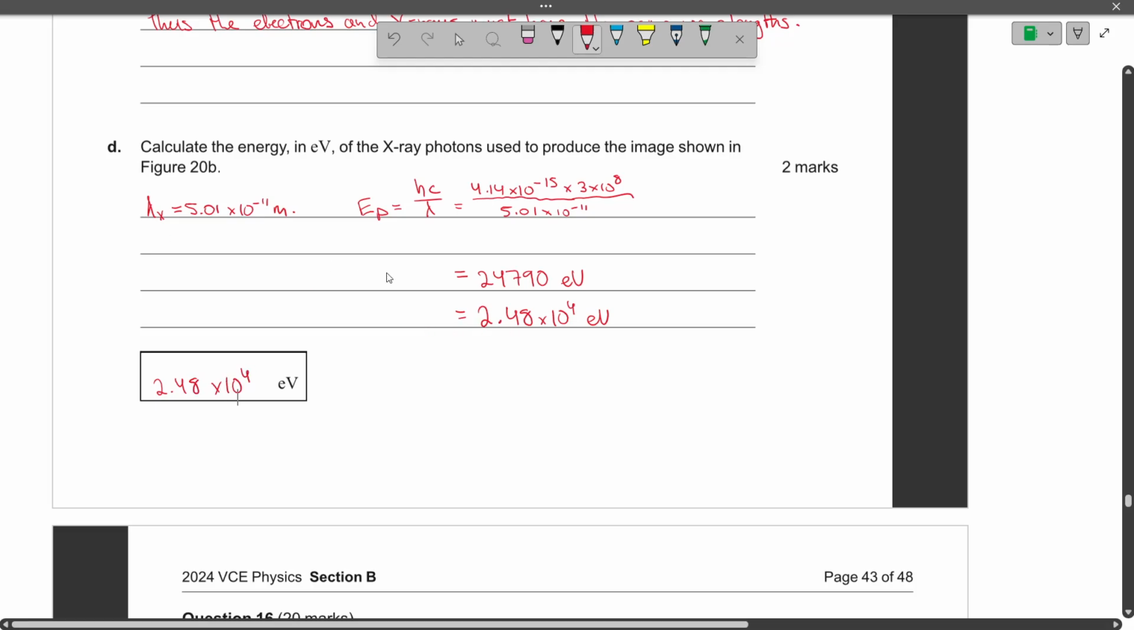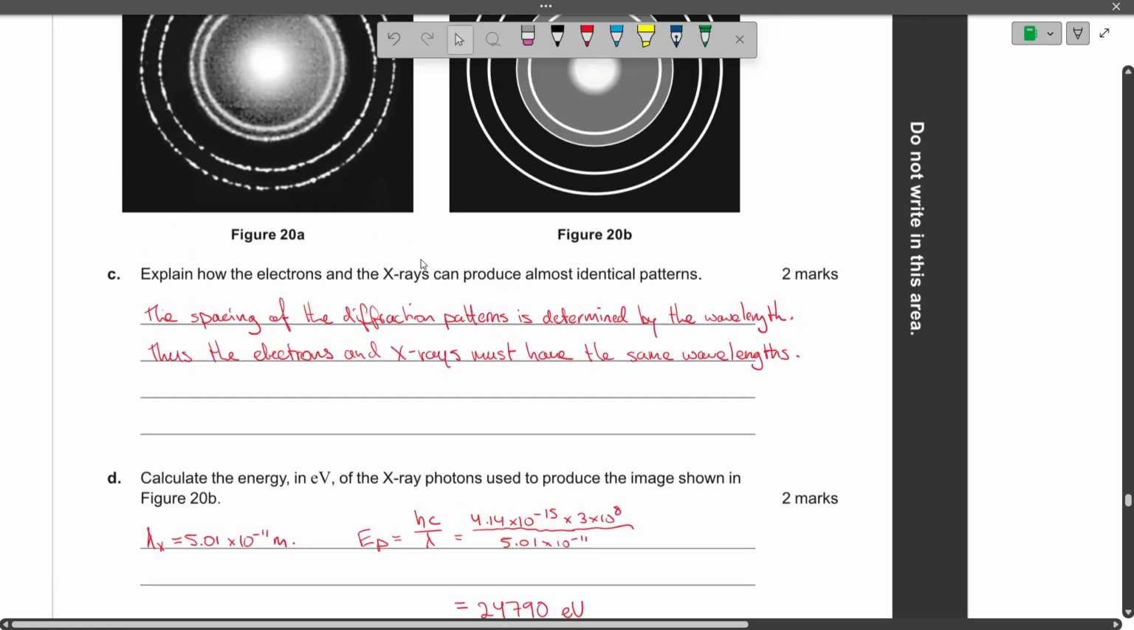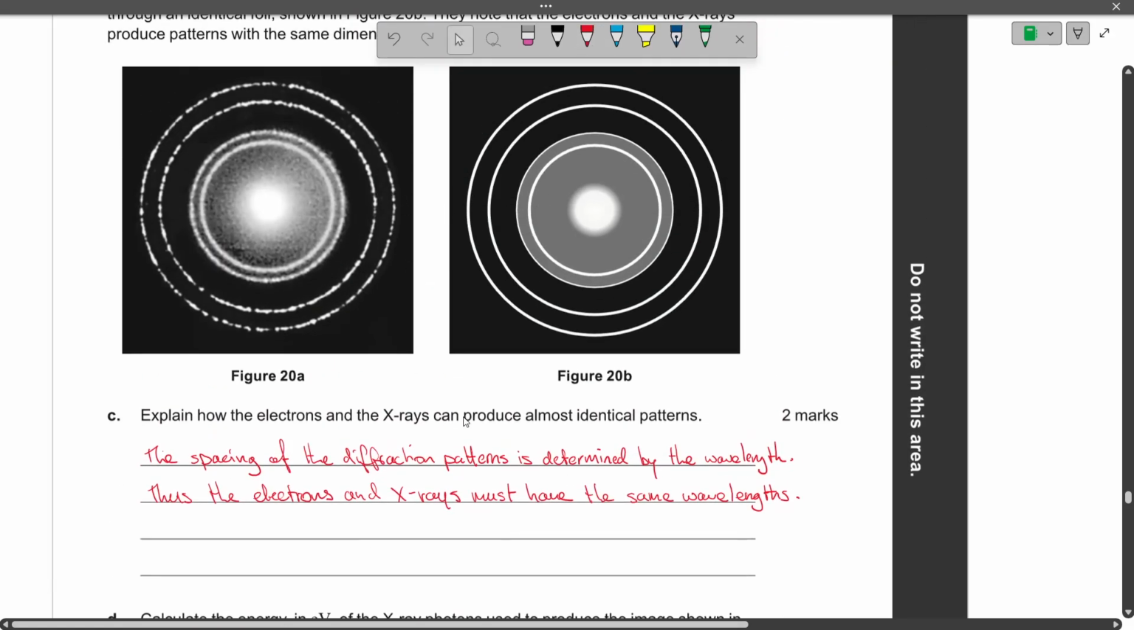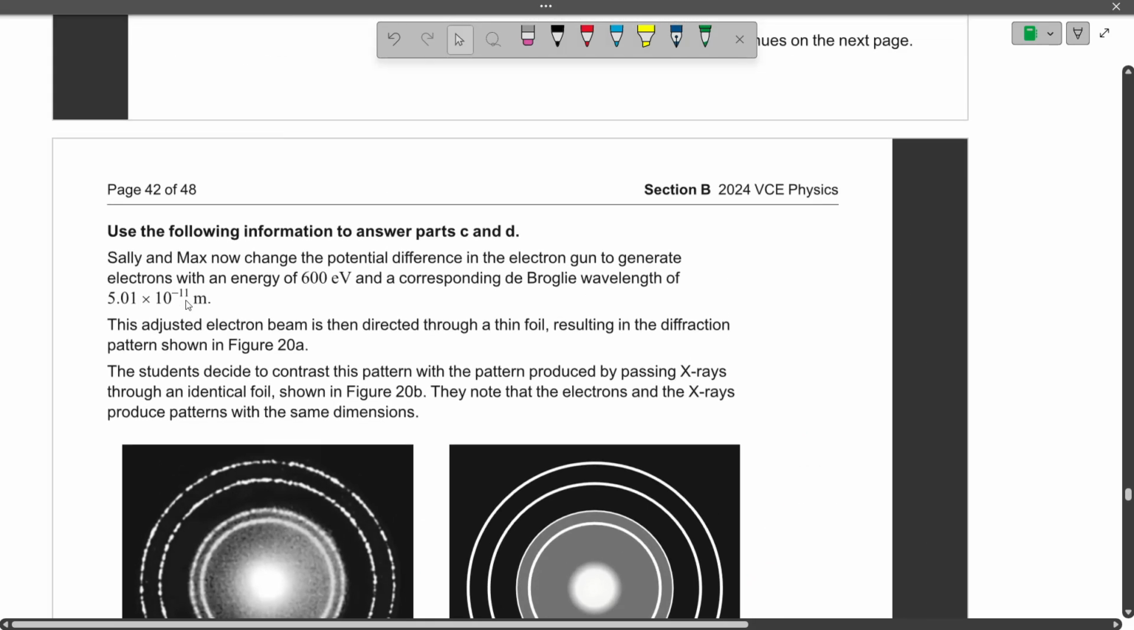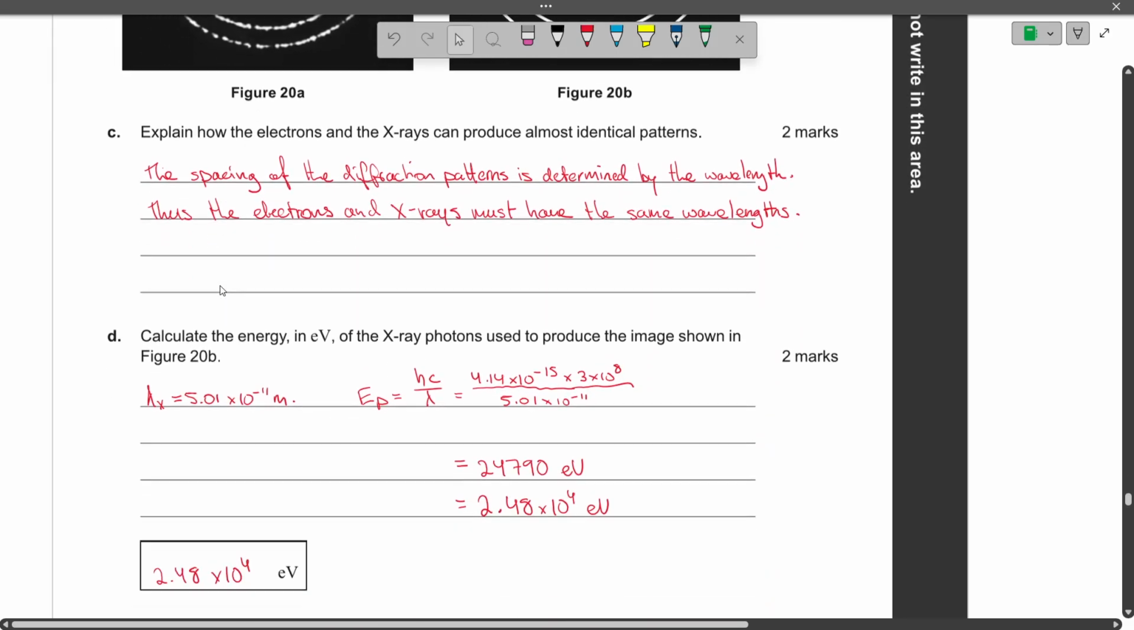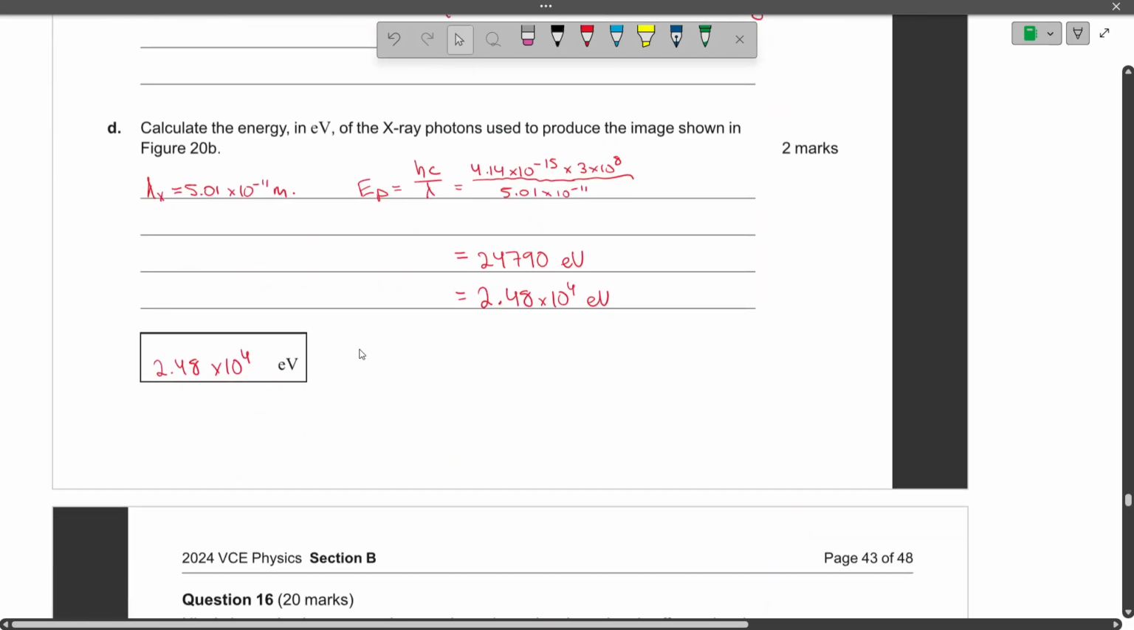Cool. So the key idea here was to notice that because they're the same pattern, hopefully you would have identified in part C that the photon wavelength must be the same as the electron de Broglie wavelength. And then you can use this basic formula to work out the energy.